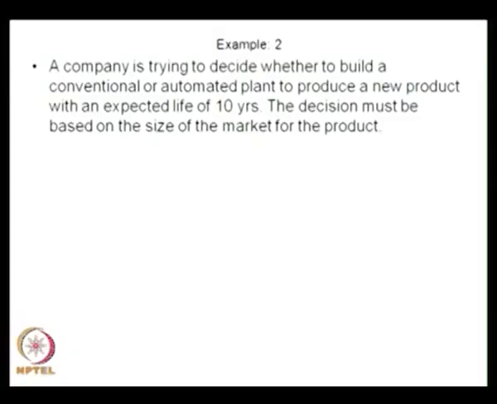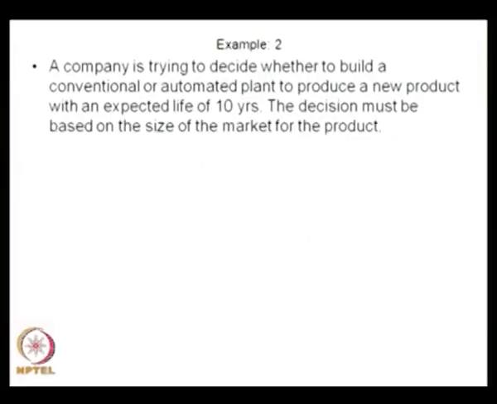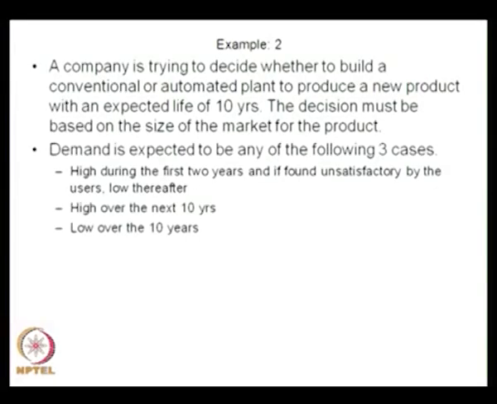So the problem statement is given here. The company is trying to decide whether to build a conventional or automated plant to produce a new product with an expected life of 10 years. The decision must be based on the size of the market for the product. Simply look at the market and then decide whether to go for an automated plant or a conventional plant.